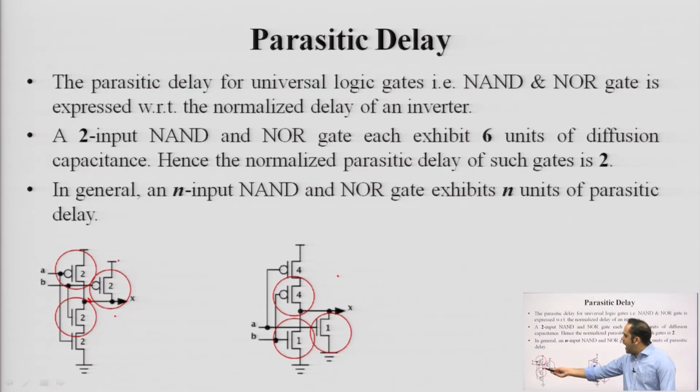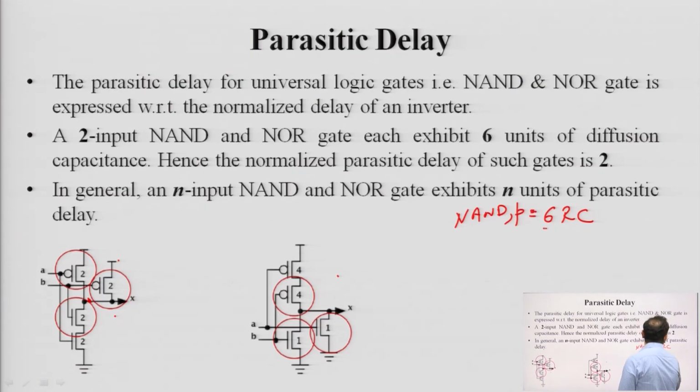So, it is not going to contribute anything to switching delays, because it is grounded, which is a constant voltage. At the output node I am getting 2 times C from here, having width twice, 2 times C here and 2 times C here. C is the capacitance of a unit transistor. So, if I add it, I am going to get 6 times C, resistance remains R. So, 6RC is the total diffusion capacitance. So, for a NAND gate, the diffusion capacitance is 6RC. So, the parasitic delay normalized with an inverter is 2 units.